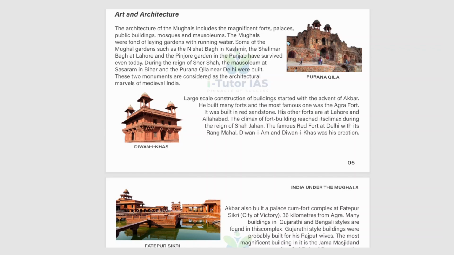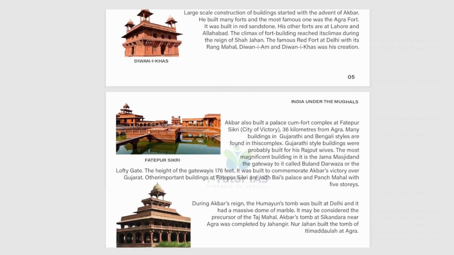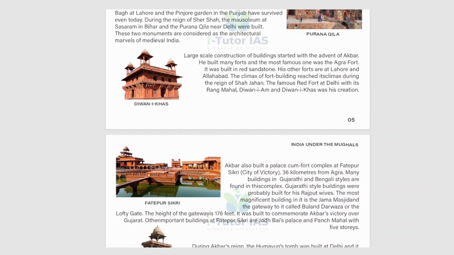Fort building reached its climax during the reign of Shah Jahan, and the famous Red Fort at Delhi with its Rang Mahal, Diwan-i Am, and Diwan-i Khas was his creation. So this is the Diwan-i Khas, and please Google it. You will get all the pictures of the Red Fort and all these things.